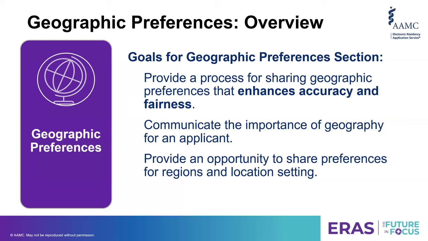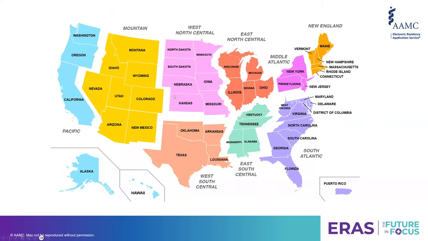So again, just to level set, geographic preferences is one part of the application that got introduced maybe 3 years ago in the supplemental application. It was the first time that applicants could indicate any sort of preference for a particular geographic location or region. We know from past research that for both programs and applicants, any sort of affinity to a geographic location or location of the program is highly, highly valued. And so this is just one way to build more transparency and offer a different tool for applicants to communicate that preference. Right now, these are the divisions that are available that an applicant can provide.